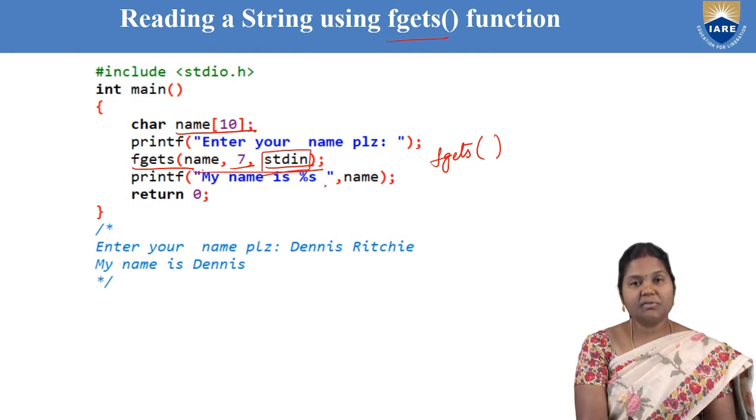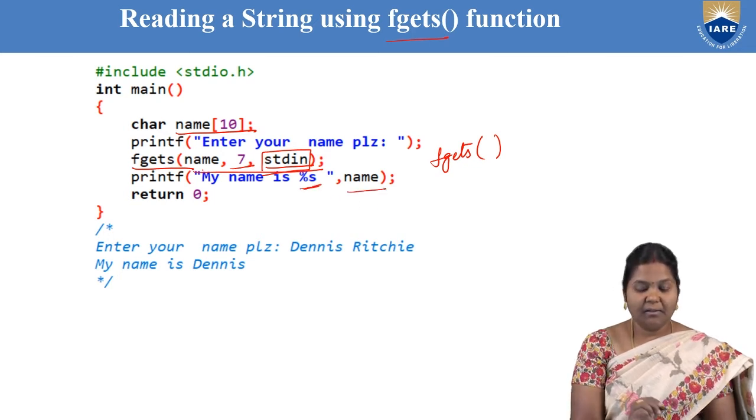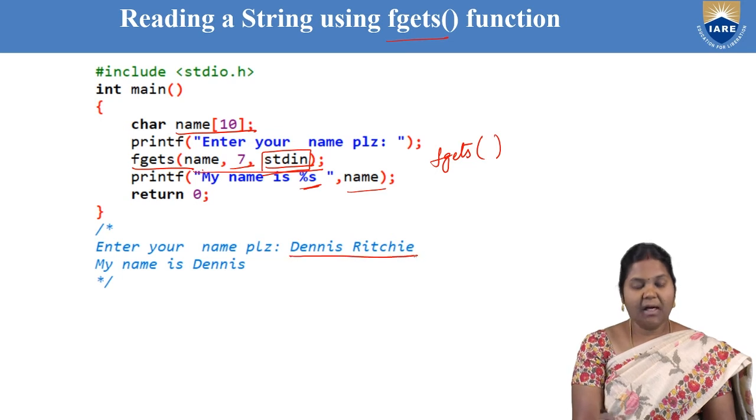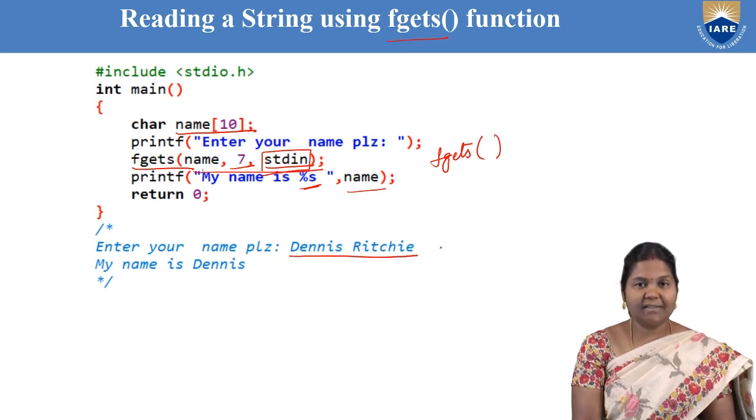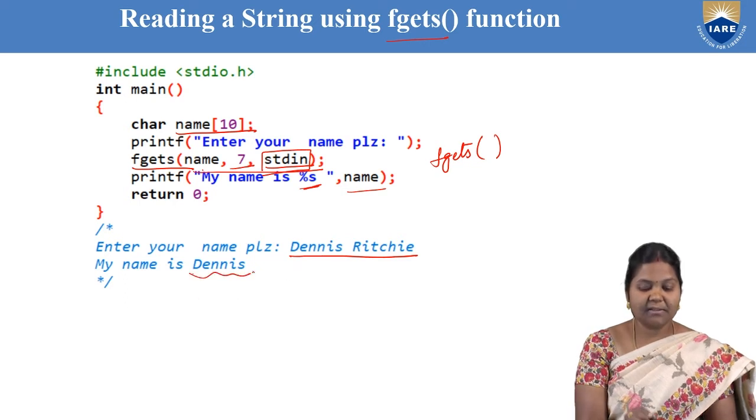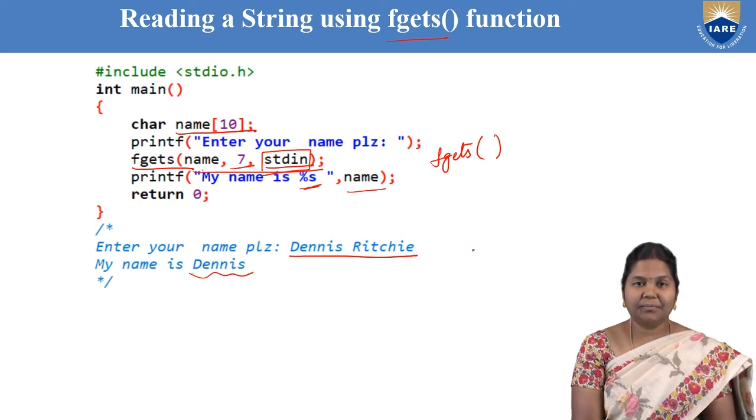I want to read from the standard input device, so you can write stdin. After reading this string, you can display this string on the screen. Now you can see, suppose I am reading this string as Dennis Ritchie. Then I want only 7 characters. So the first 7 characters will be read and displayed. So the output is only Dennis.